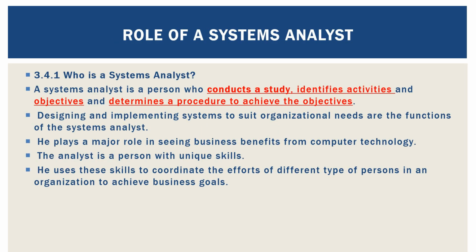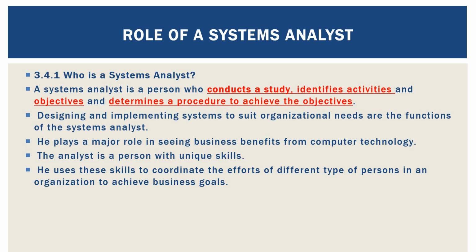Right. So who is the systems analyst? The systems analyst is a person who conducts a study, identifies activities and objectives. And it doesn't end there, the analyst determines a procedure to achieve the objectives. So a person who conducts a study, identifies activities and objectives, these are more of systems analysis activities, right? And determining a procedure to achieve objectives, these are more of system design activities.